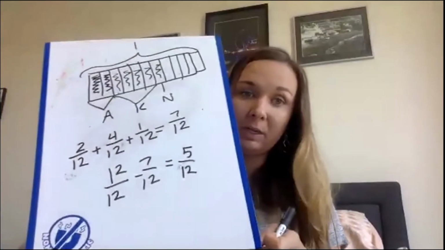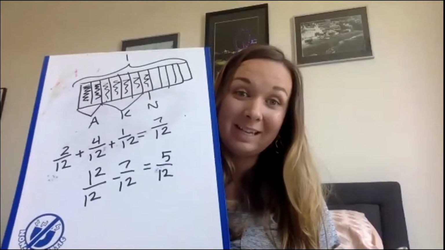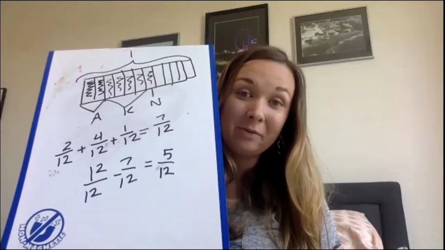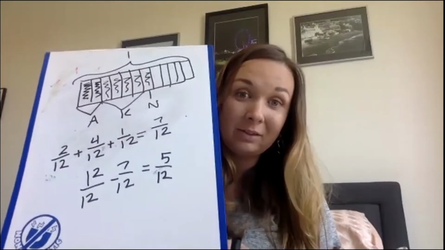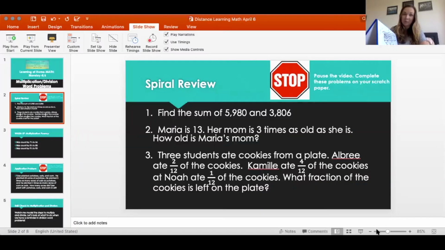Either strategy, the picture, or knowing that the whole plate was 1 whole, adding up what they ate and taking away that amount from the whole, will get you the same answer. Give yourself a check if you had 5/12 remaining on the plate. I'm going to go back to the PowerPoint. We can get started on our application problem for today.